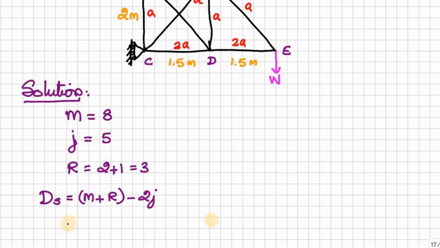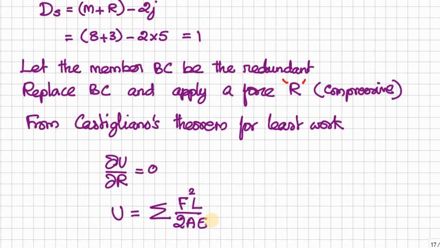Now using the expression GS is equal to m plus r minus 2j, we can find out the total static indeterminacy, which is equal to 1. Therefore, we can consider any one of the members as the redundant member, because the reactions are not redundant, exactly we have only 3 reactions which are the minimum requirement. Therefore, the redundant is internal.